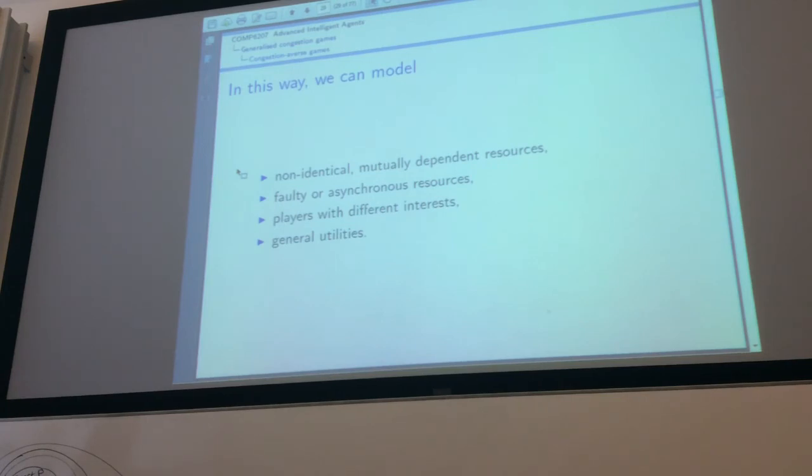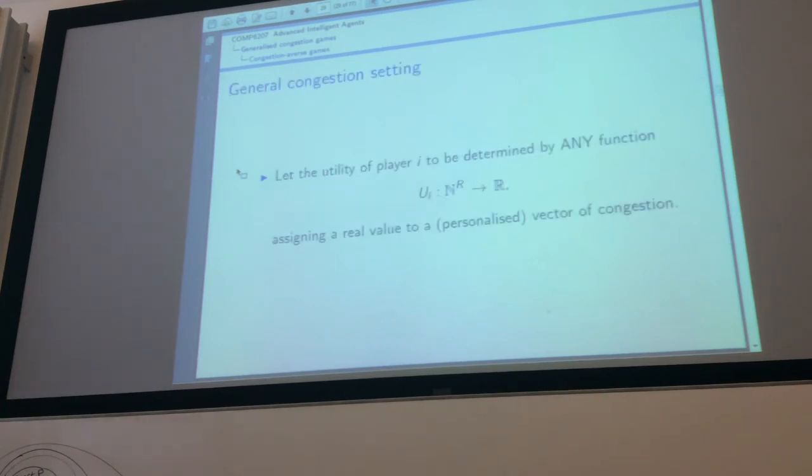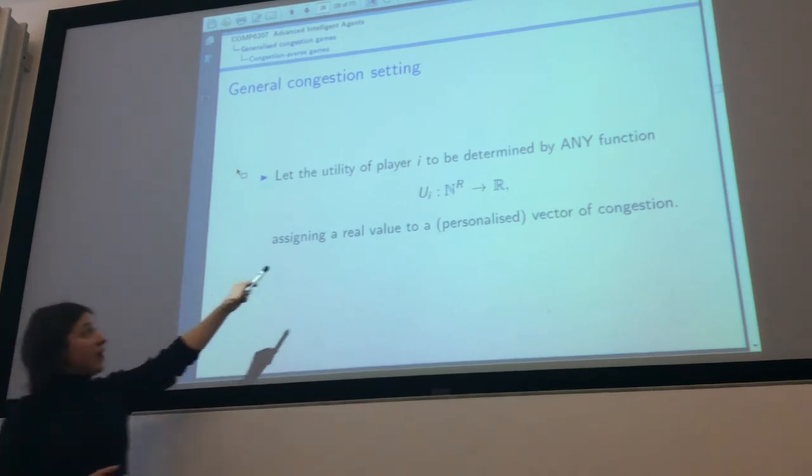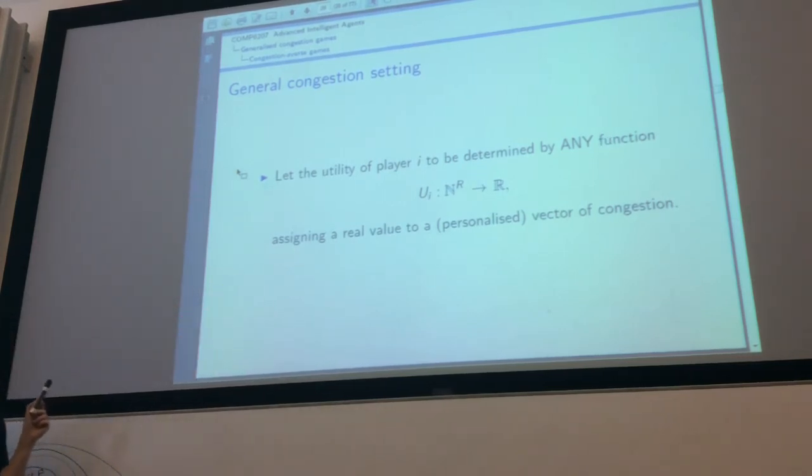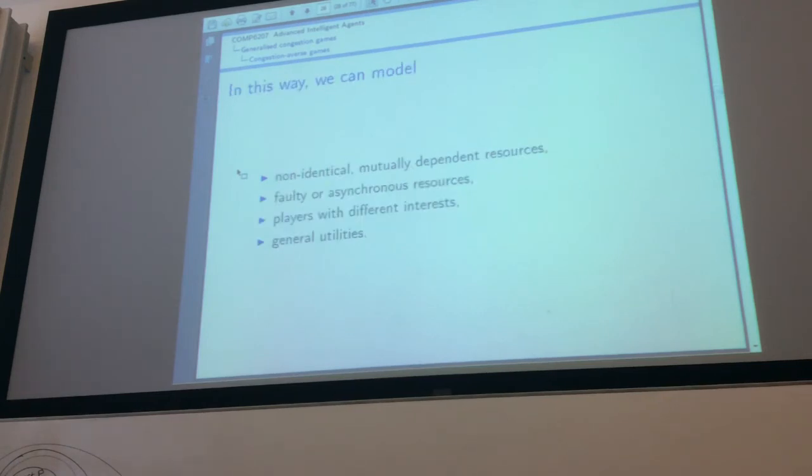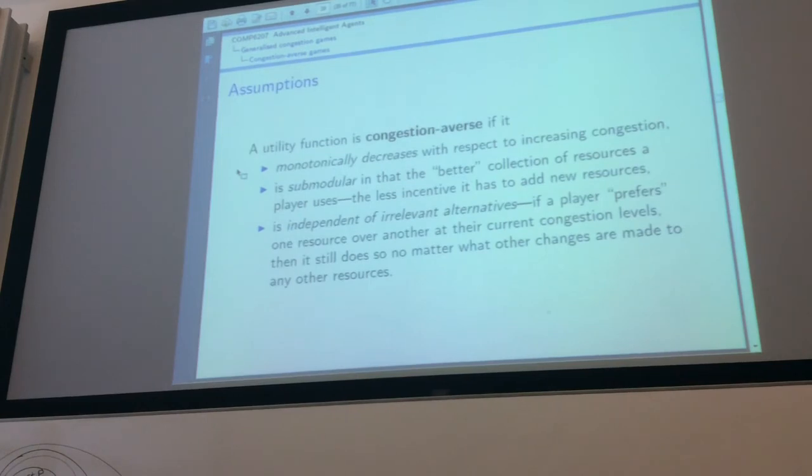We may have players with different interests. So pay attention here that the utility function is player specific. It has index i. So this function may have different forms for different agents. One agent would like to minimize his cost, another agent wants to maximize the probability of success, the third agent would like to do anything else. So they may even have completely different interests in the game, not just different parameters for a similar function. And we may have very general utilities indeed, very general utility functions.